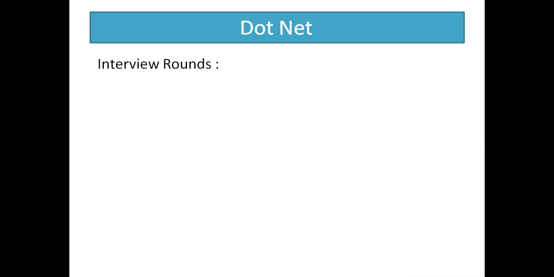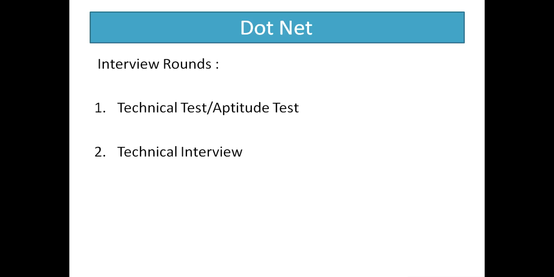First, we are going to see the interview rounds that you have to face for your .NET interview. Your first round will be technical test or aptitude test. Then the second round is technical interview. The third round is machine round. It is totally optional, depending on the company, whether they take it or not. Then the fourth round is HR round. So one by one we are going to see all of this in detail.